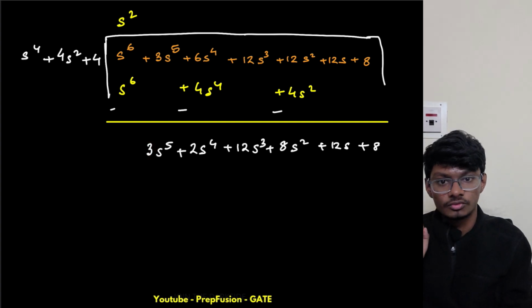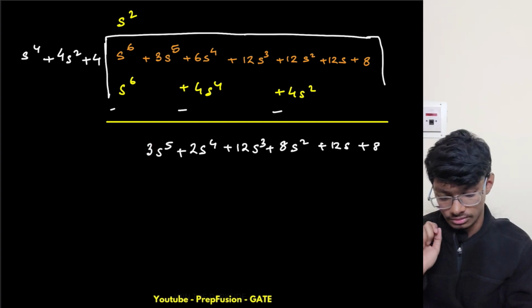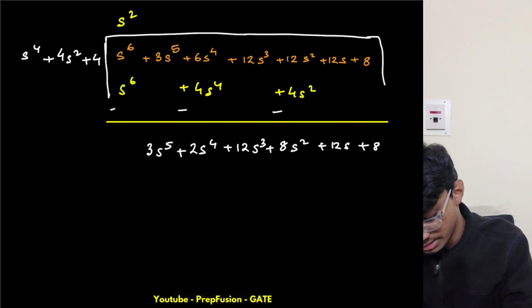Now I need to equate the coefficient of this one. So what I will do is multiply by 3s. If I multiply 3s, what do I get?